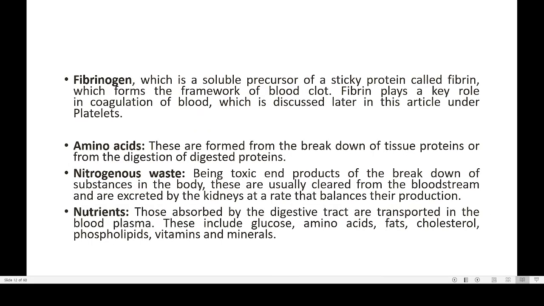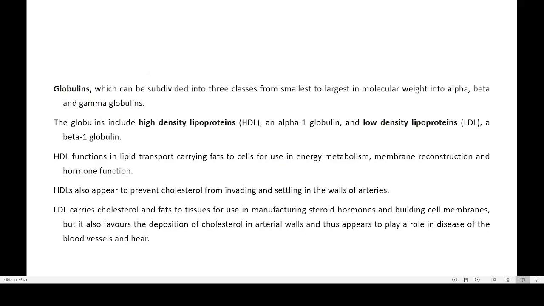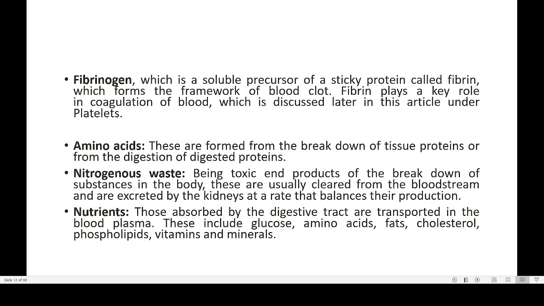Then the third is fibrinogen. Here you can see the fibrinogen forms only 4% of the total volume, but it plays a very major role. Fibrin plays an important role in coagulation of the blood. What is blood coagulation? Clotting of the blood. That is the function of fibrinogen.